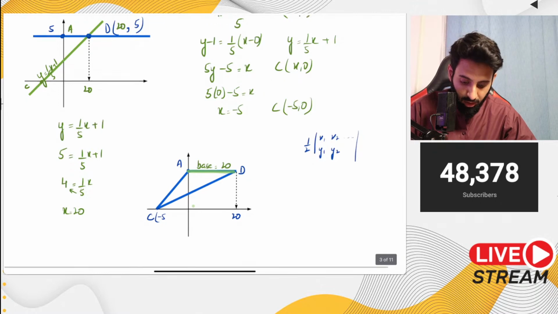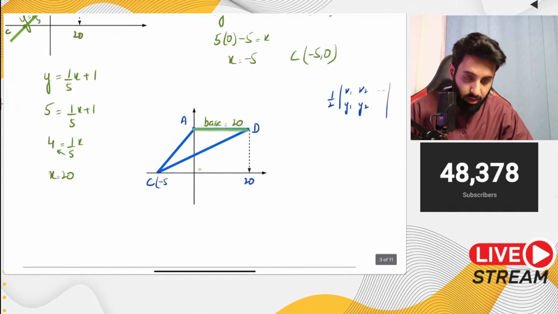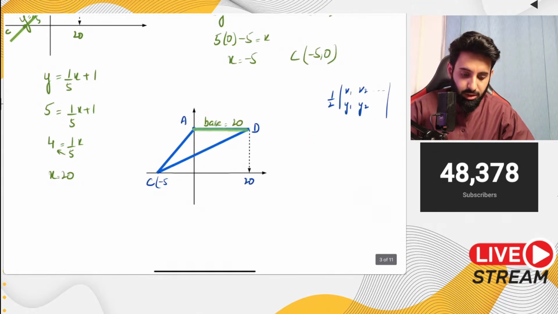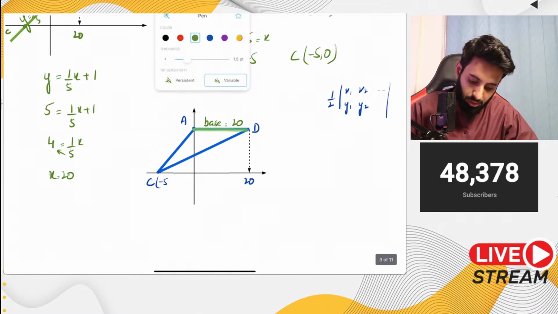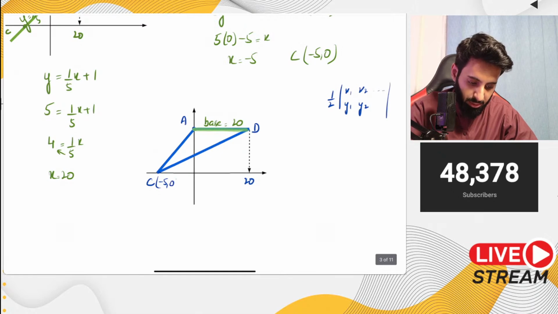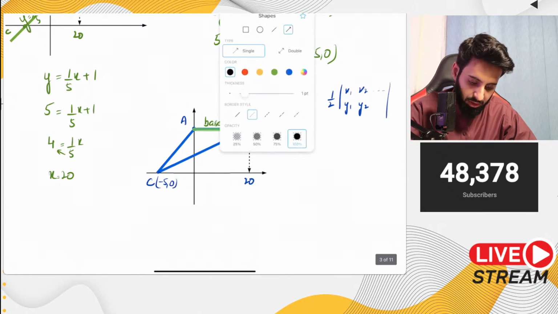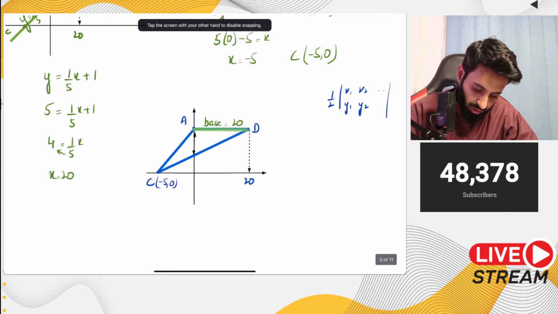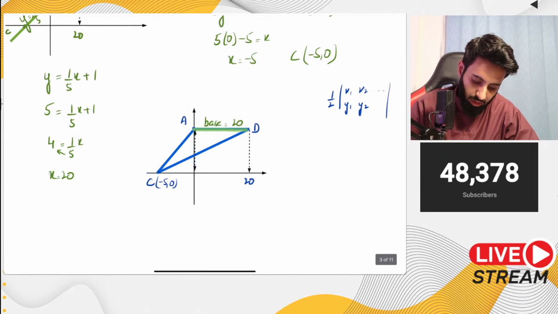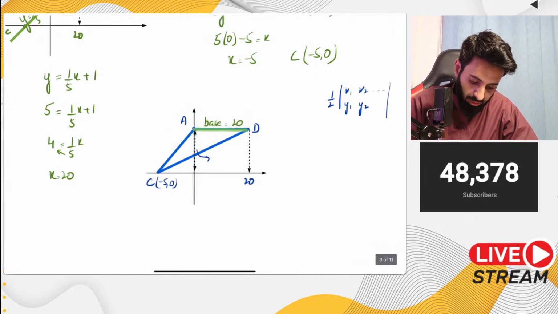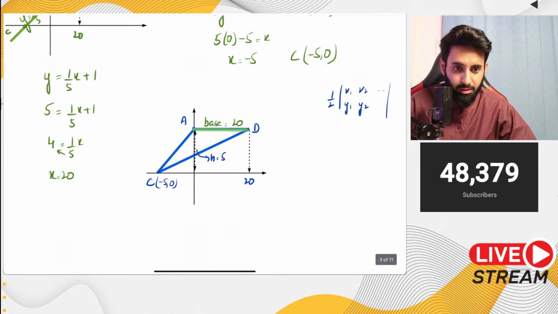This gives you the area. Watch the coordinate geometry stream. You will understand what I'm talking about. So -5, 0. So what about the height? What's the height going to be? The height is going to be this length. So this right here is going to be our height, which is equal to 5.